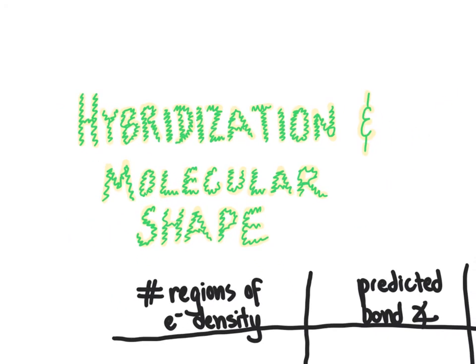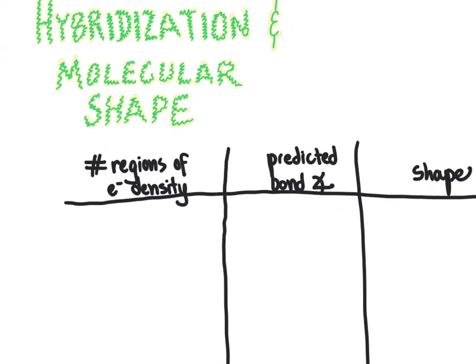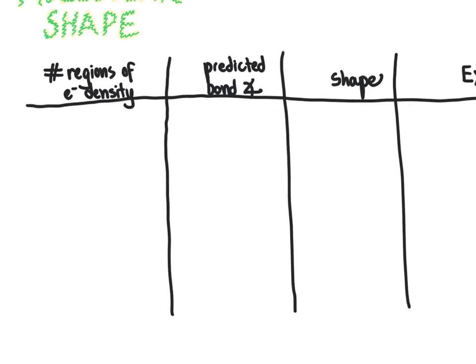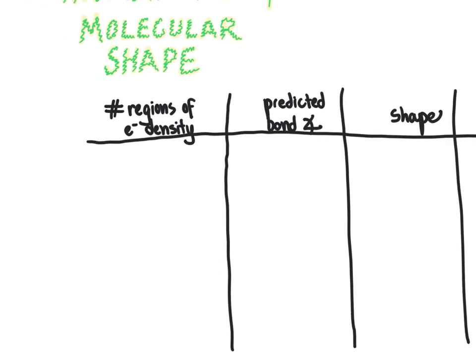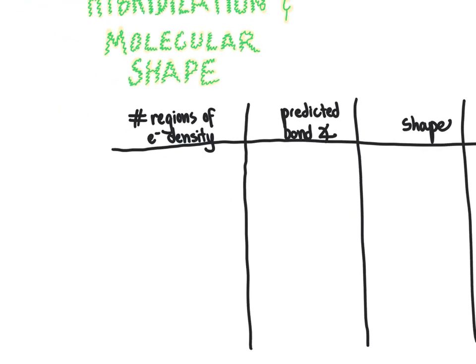As we look at that, we're going to fill in this table to look at the relationship between hybridization and the molecular shape. So we're going to fill in a column called hybridization, where the hybridization is what we're referring to as the sp, sp2, sp3 hybridization state.